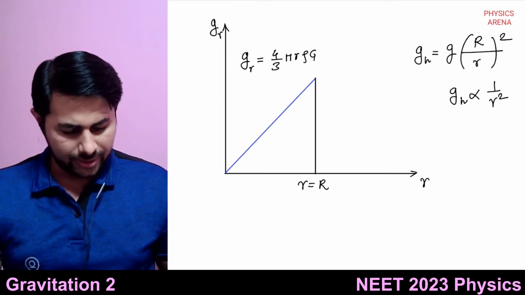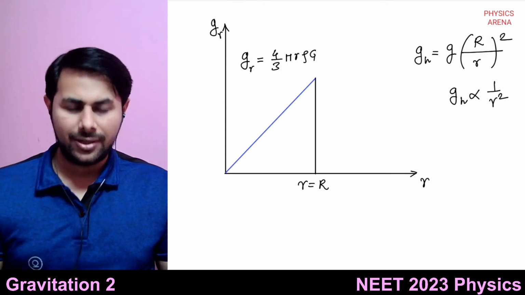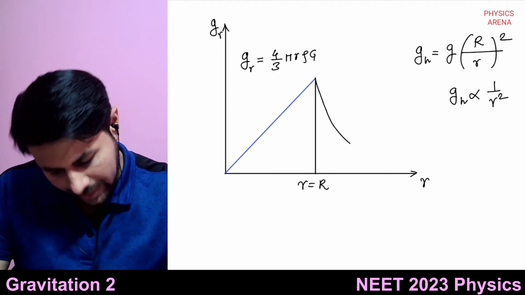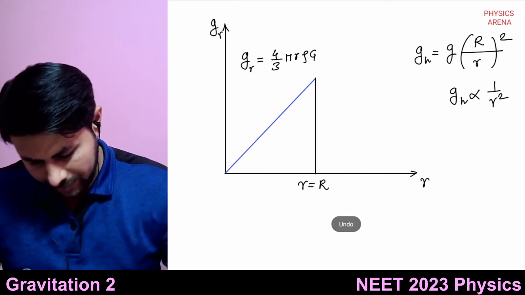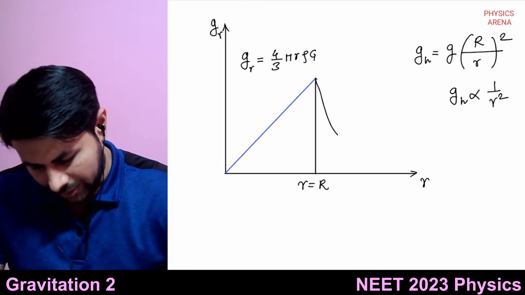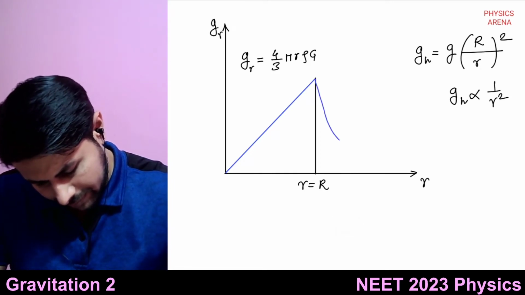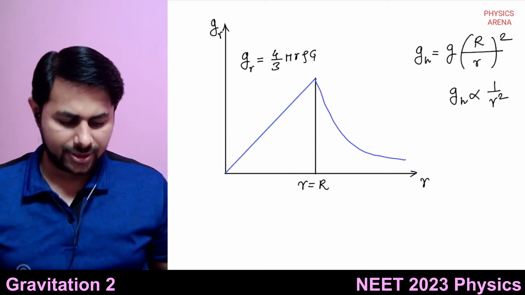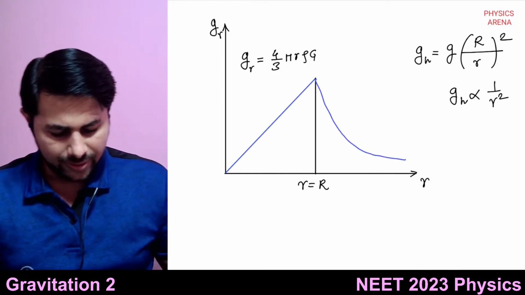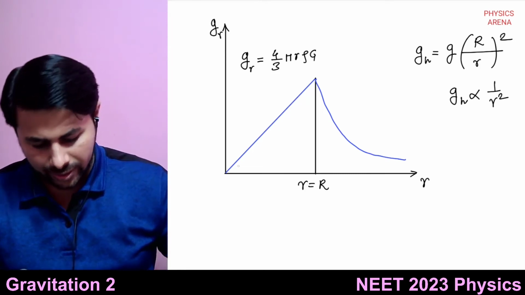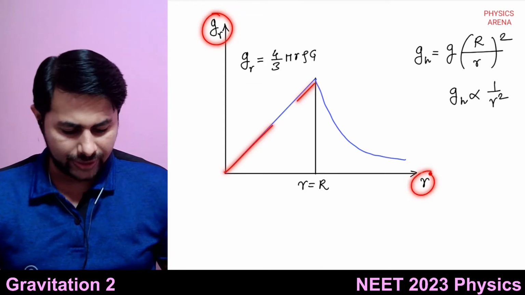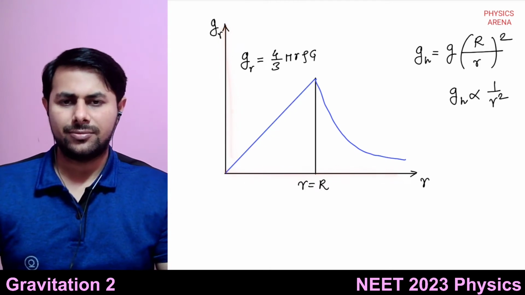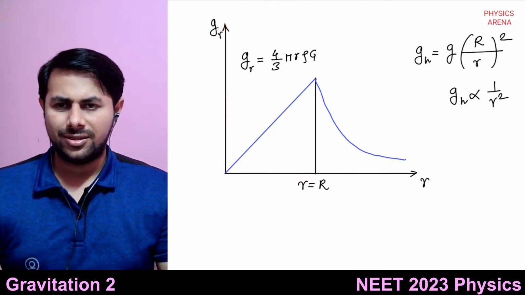And how is it decreasing with r? It is inversely proportional to r square. So it is falling like this. That's an inverse square relation. It is falling something like this. So the variation of acceleration due to gravity versus the distance from the center of the Earth, that graph will look like this. Is it clear?